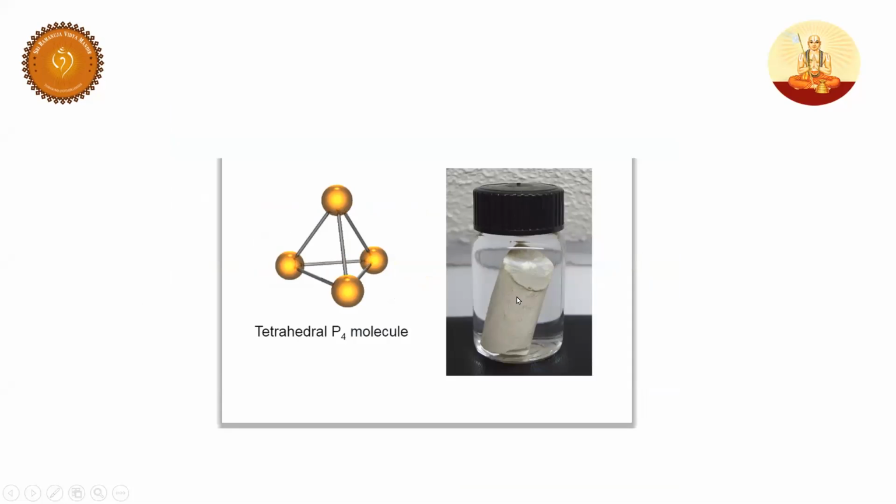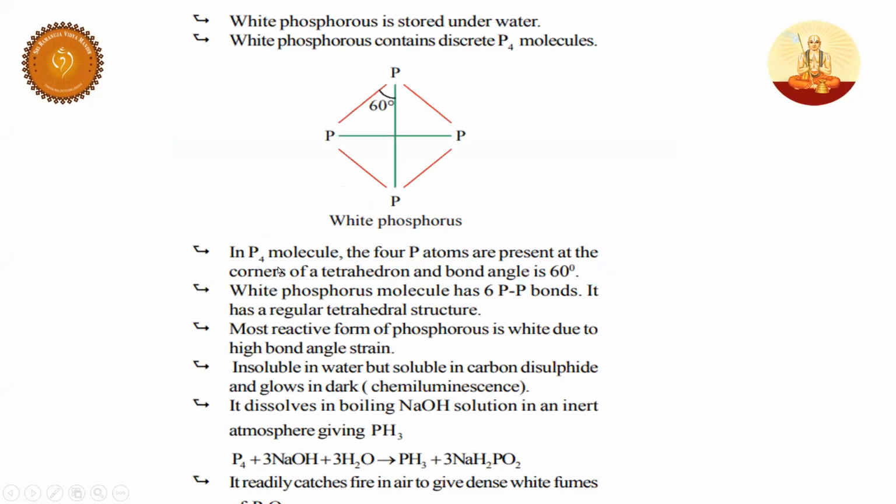You can see it is stored in water. Why you are storing it and all, we'll discuss. So this white phosphorus is having a tetrahedral structure. You can see here the 4 atoms are present in the corners.